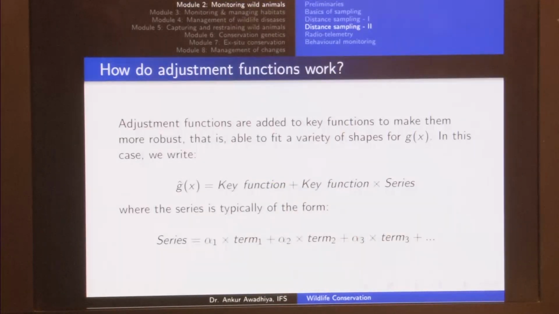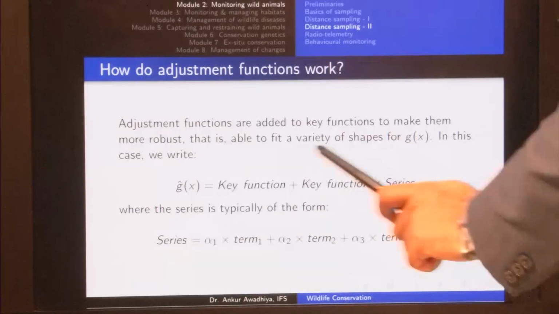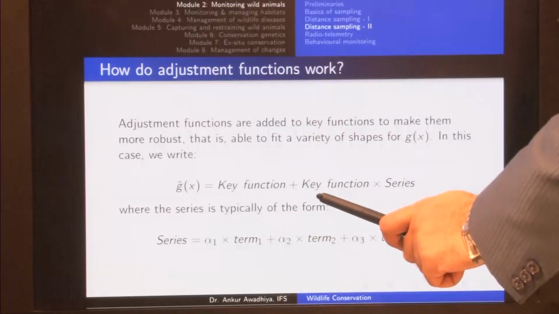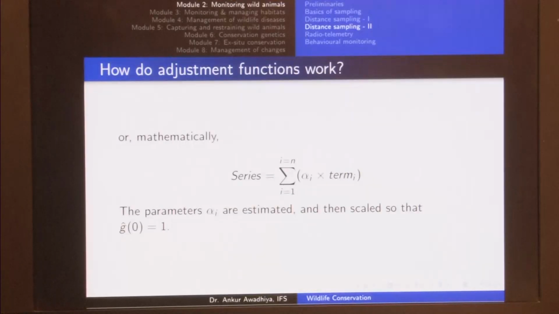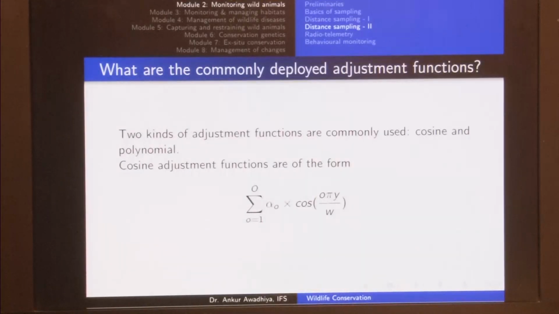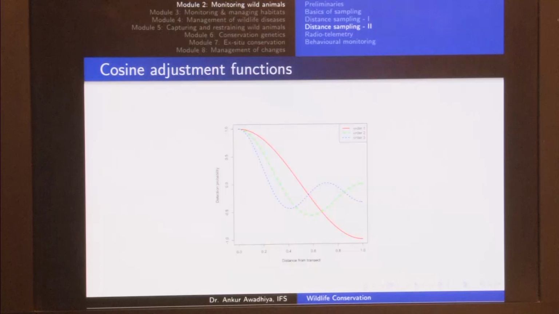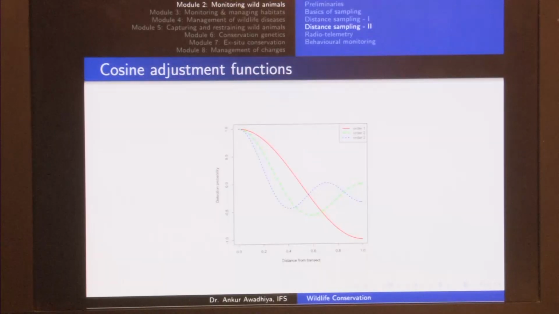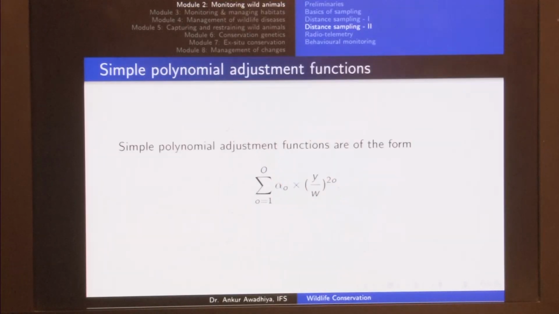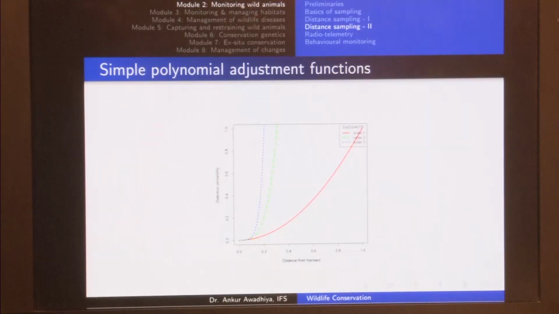Next we have the adjustment functions. g of x is given by a key function plus an adjustment function. Your adjustment function can also be written as a key function multiplied by something. Two commonly deployed adjustment functions are the cosine function, where the formula is not important but the shape is, with these wavy lines representing our cos theta values, and the other is a simple polynomial adjustment function.